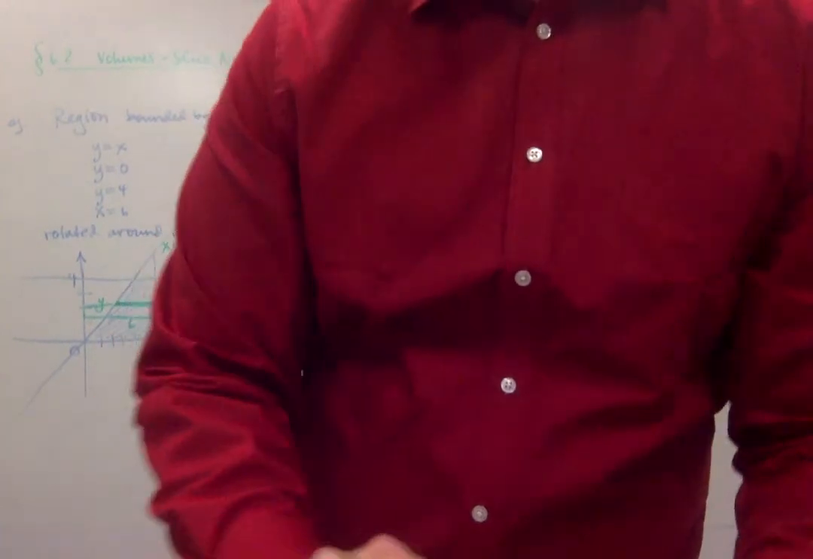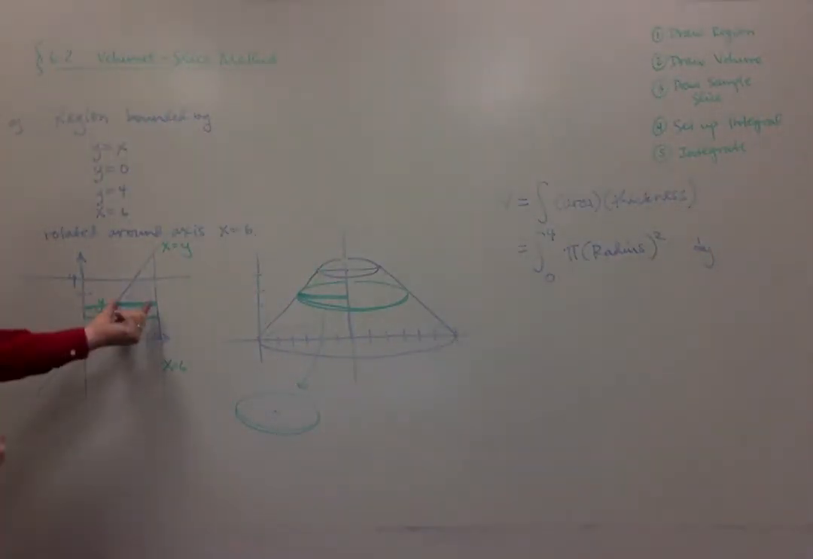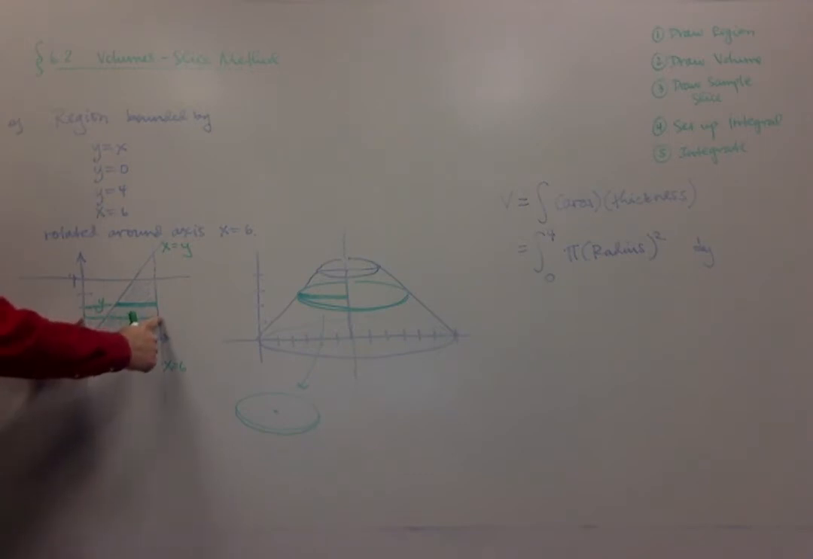how long is the radius? The radius is right here. This is 6, and this is y. So the radius right there is 6 minus y. This thing right here is 6 minus y.